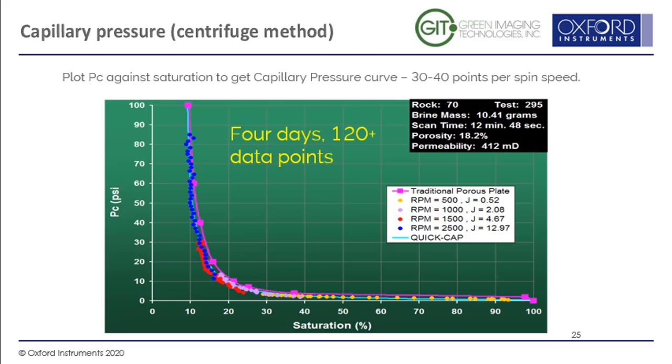This graph shows a set of data points obtained by the NMR centrifuge method using 4 spin speeds over a period of 4 days. The yellow points here are from the lowest spin speed. The blue points are from the highest spin speed. You can see that when the data points for all 4 sets are plotted together, they agree very closely with the results from a traditional porous plate method shown here by the purple squares.